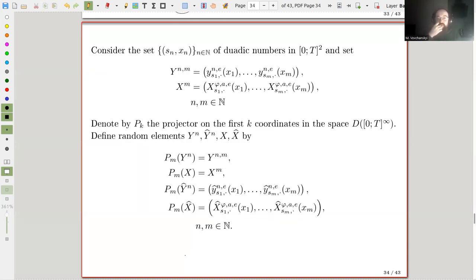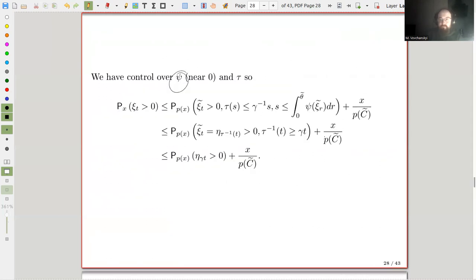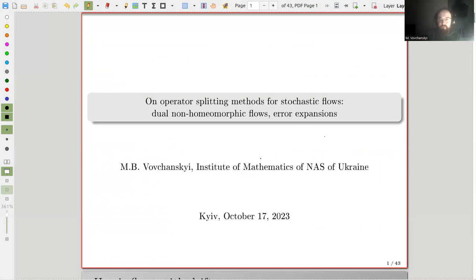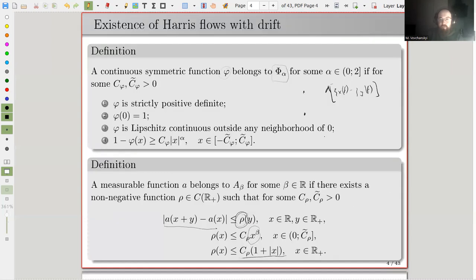Now I want to consider essentially a dense subset of [0,t]. Could you please recall the assumption on function A? A is measurable, and the difference is bounded with some rho. I see. Thank you. You're welcome.